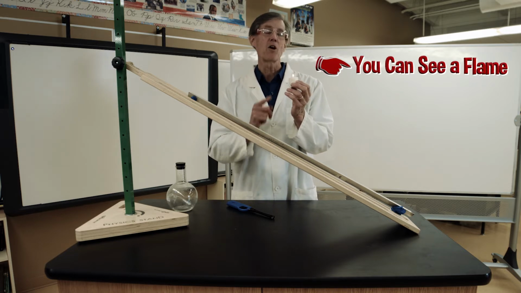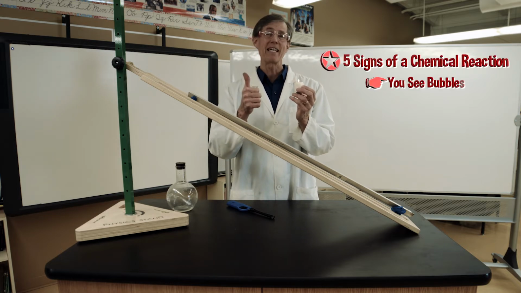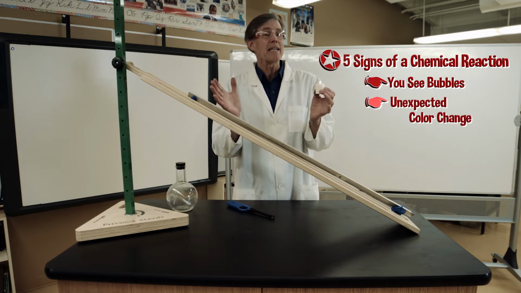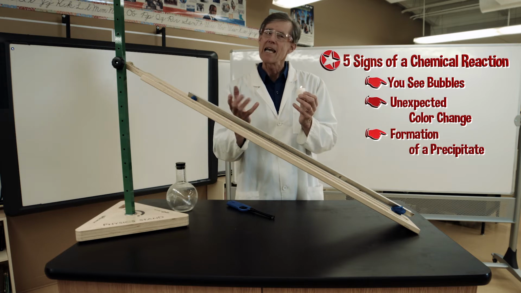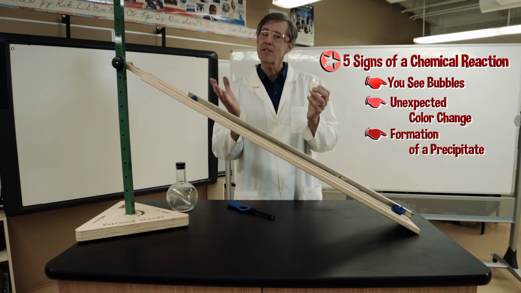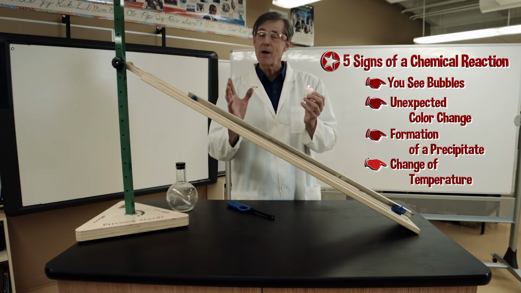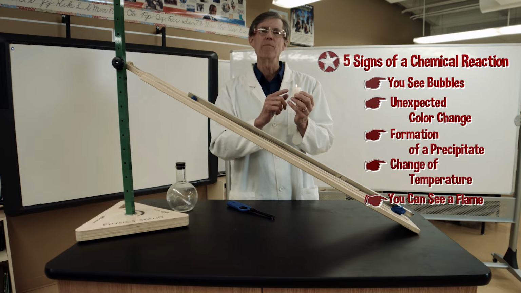That's our fifth and final clue of a chemical reaction. So if you're keeping track, we've got bubbles. Anytime you see bubbles, it's a chemical reaction. Anytime you see a color change you didn't expect, anytime you see a precipitate, a solid forming, when two liquids are mixed, it's a chemical reaction. Anytime you see a temperature change, it's a chemical reaction, and last, flames. So let's see if we can get a more exciting flame.